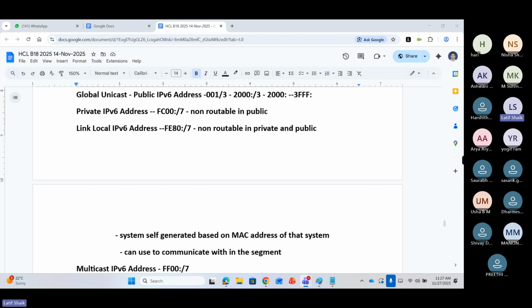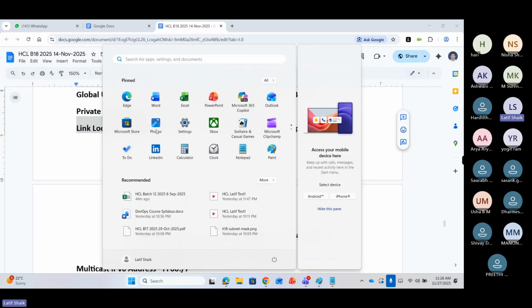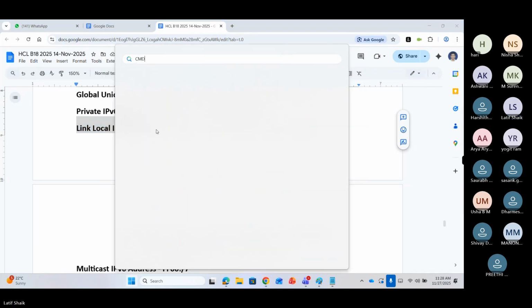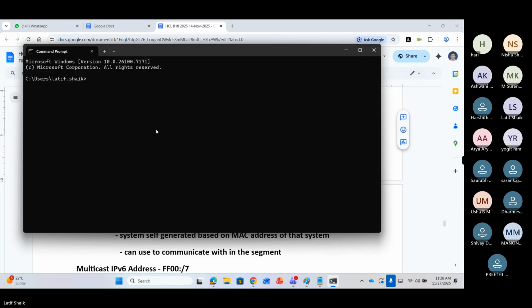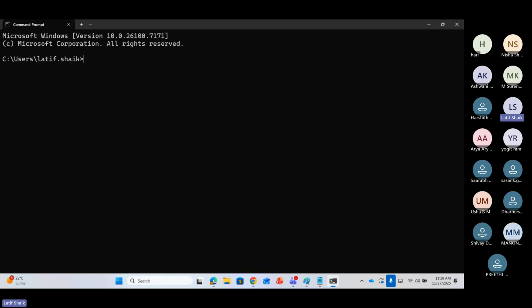Okay, where are we? This link local address, we are not assigning to any devices. It is automatically generated by our system only, and it is used to communicate within your segmented network.